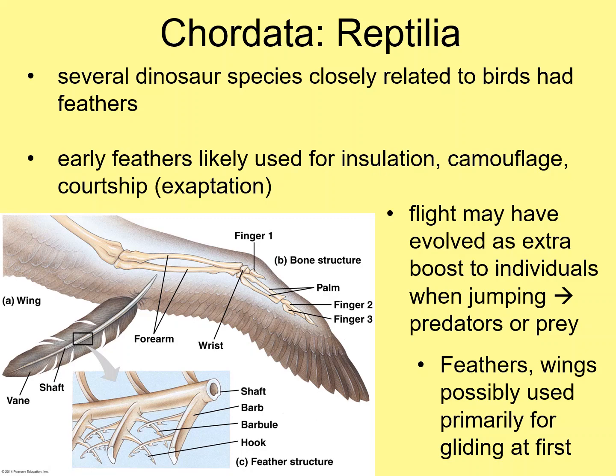So again, flight might have evolved as a mechanism to avoid predators, or jumping in order to catch prey that's flying, like insects or something like that. We're not really sure.